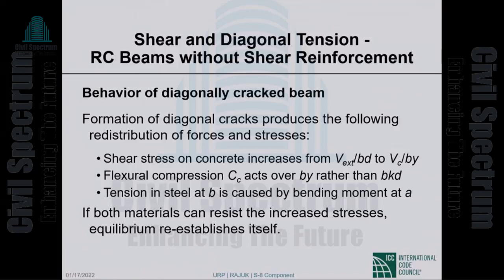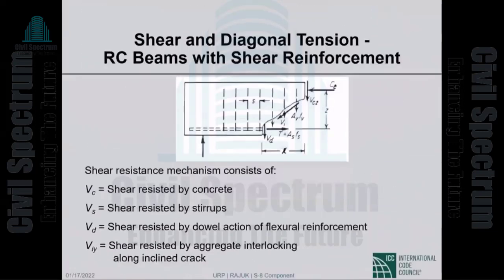These are all quite important. Shear stress on concrete increases from V external over BD to V sub C over BY. Flexural compression acts over BY rather than B times KD, and tension in steel at B is caused by bending moment at A. If both materials can resist the increased stresses, equilibrium re-establishes itself. So the opening of a diagonal crack does not have to be the end of the beam. That is the message.